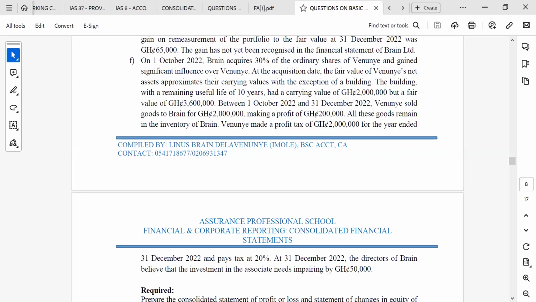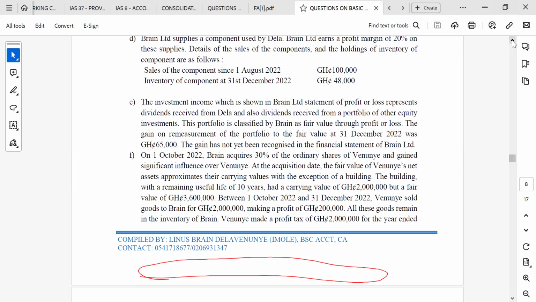They are saying that the directors of Brain believe that the investment in the associates needs impairing by what? 50. So there will be an impairment. The investment that we have over there is impaired. It is only our investment that is impaired. So the parent will take the full share of the impairment here. It is not the company as a whole that is impairing. It is only our investment that is impairing.